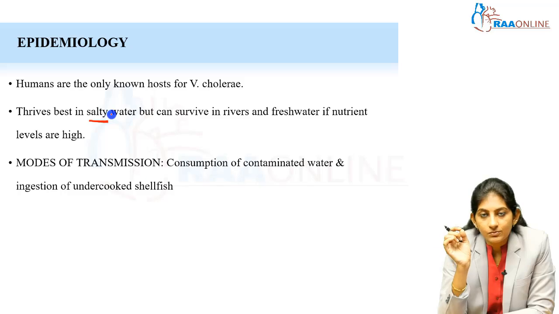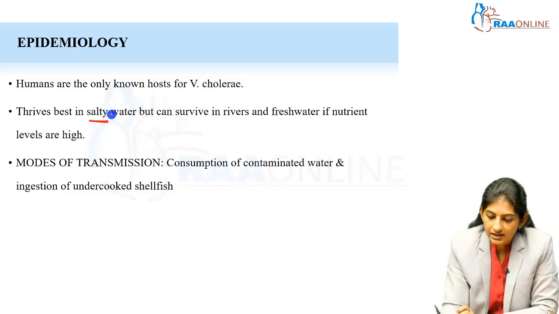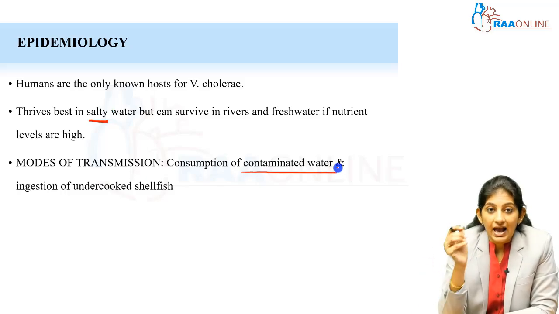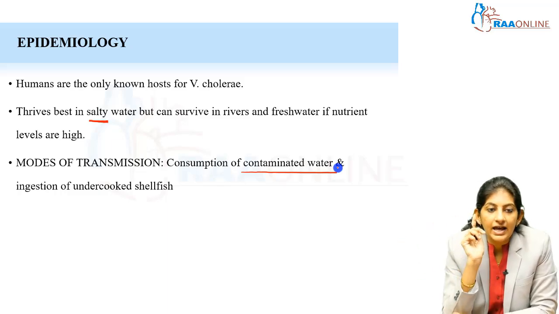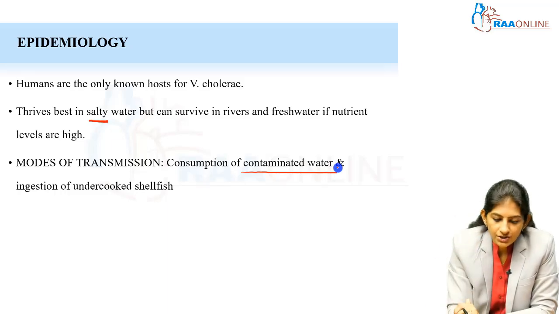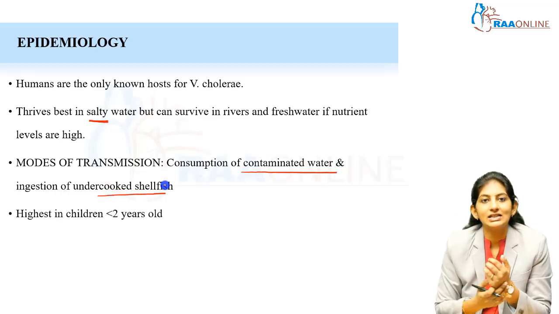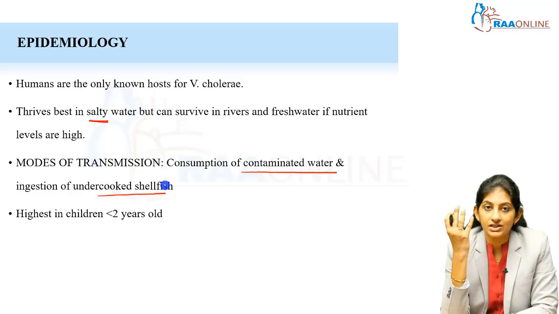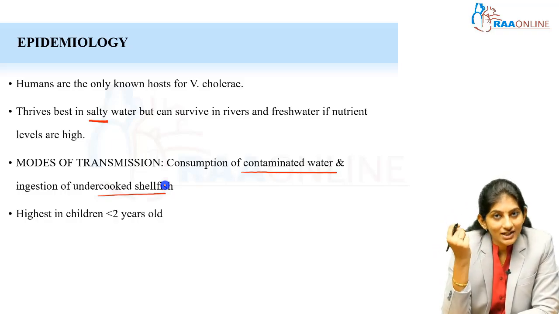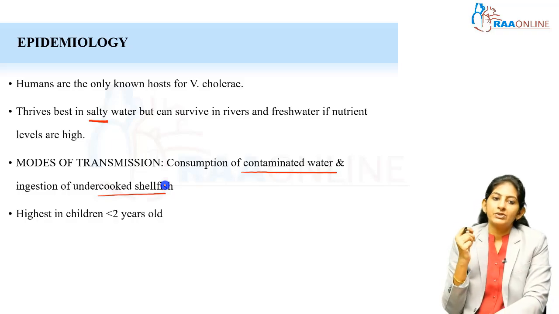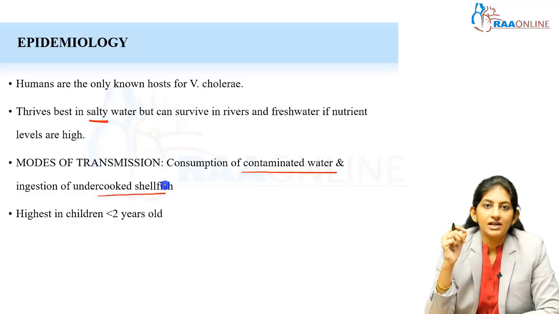In cholera, it is mostly due to consumption of contaminated water, and since this organism thrives best in salty water, it can also occur when the patient ingests undercooked fish, especially shellfish. So ingestion of undercooked shellfish can also result in cholera. Why is all this important?